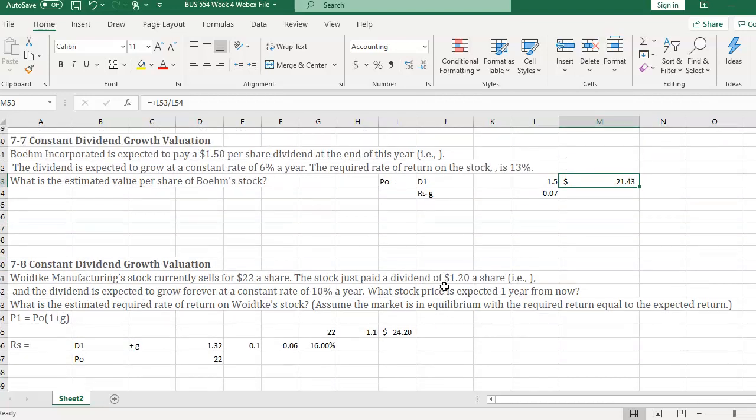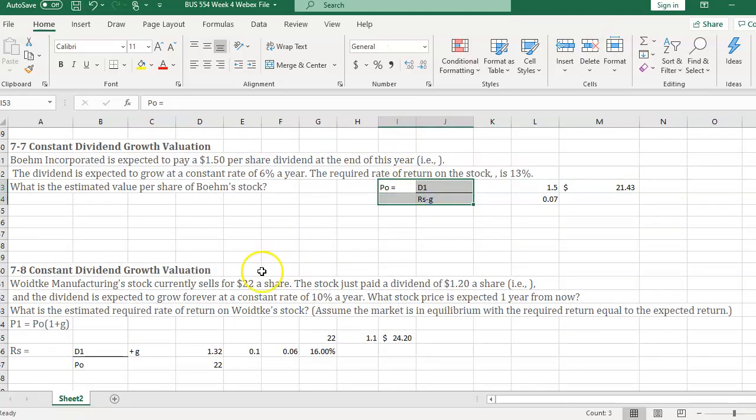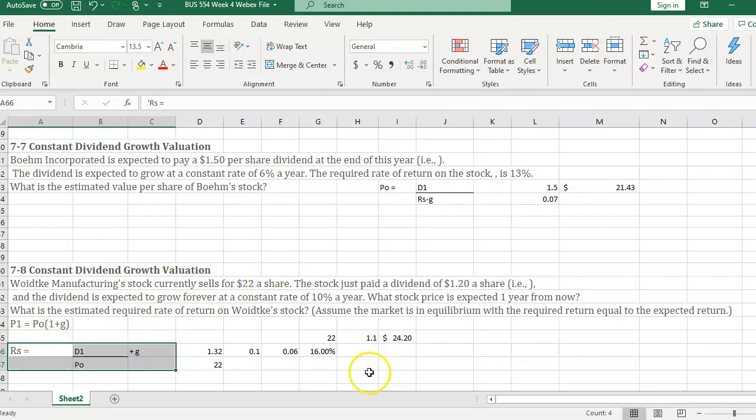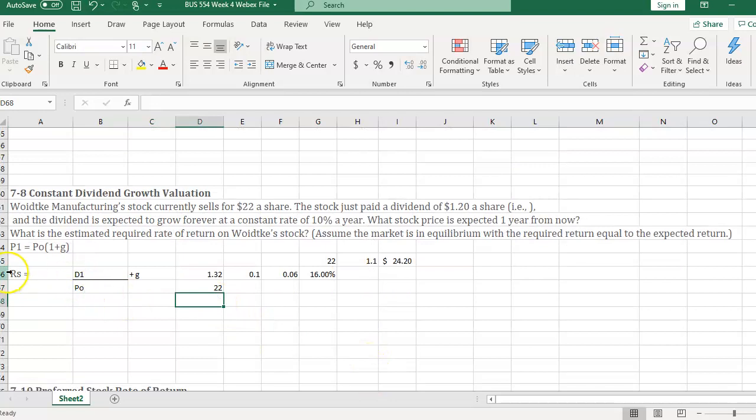So we can kind of use the same information that I used here, and I can then kind of twist it a little bit, and I can do this calculation. I can compute what's the required rate of return on a stock using the same input. So this question asks us two different things. What's the price of a stock a year from now? And then what is the R sub S on the stock?